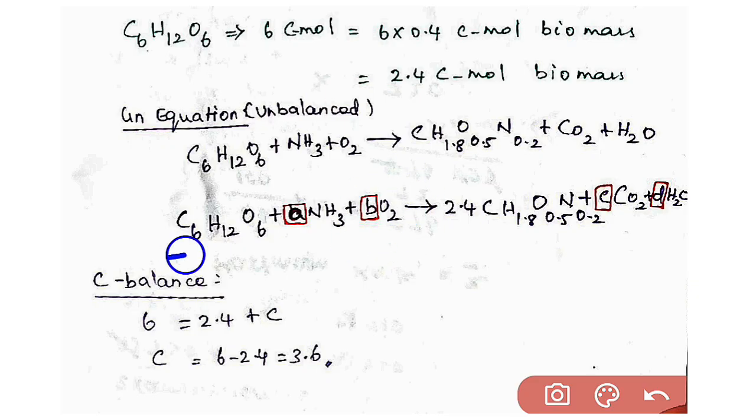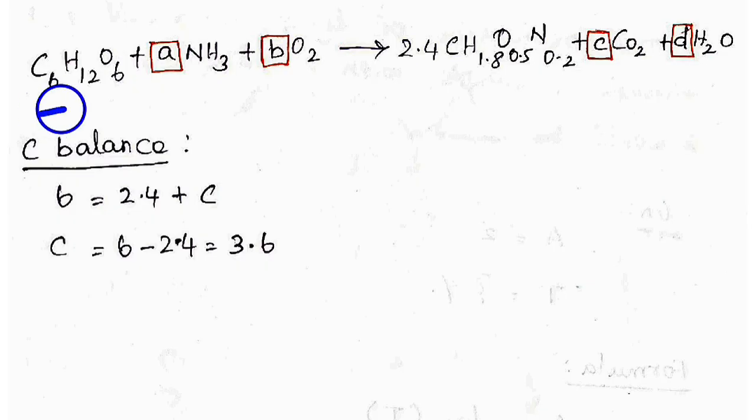First we'll start from carbon. In glucose you have C6. On the left hand side you have 6 carbon, and in the right hand side you have 2.4 carbon in biomass, plus C carbon, since in carbon dioxide you have 1 atom of carbon. So C is equal to 6 minus 2.4, which is 3.6. So we have found C is equal to 3.6, so 3.6 carbon dioxide is produced.